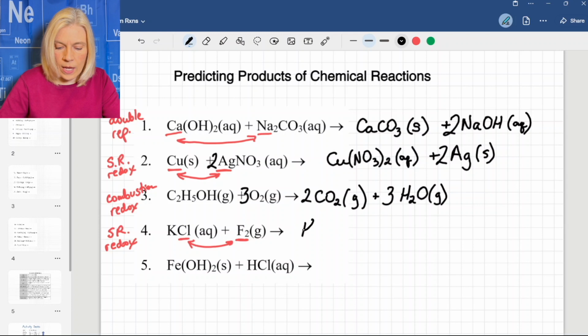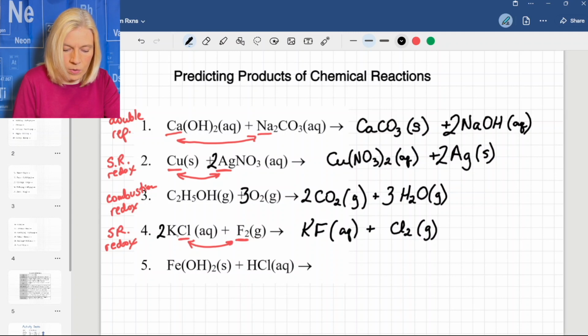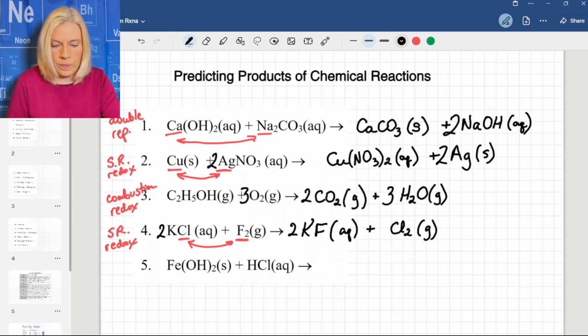So potassium fluoride, this will be that AQ, plus we're going to have chlorine gas. And we need to quickly balance it. So this will be 2, and this will be 2. There we go. And let's go to the next one.